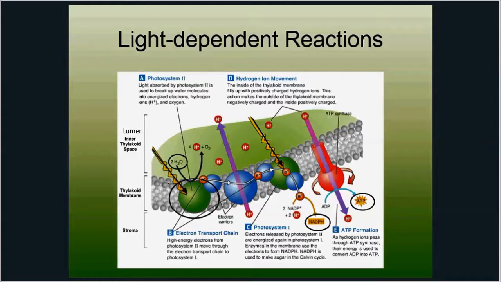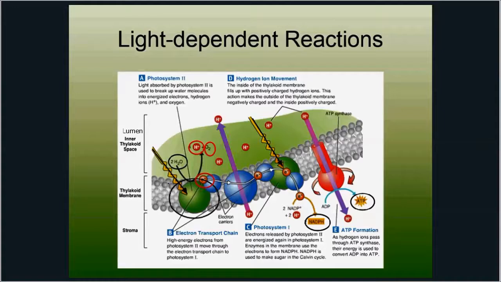Okay, so light is actually absorbed by photosystem 2, and it's used to break up that water molecule. So this water molecule gets put into photosystem 2, and it's broken into three things. You have your hydrogen ions, you have your oxygen right here, and then you have your electrons. Okay, remember, a hydrogen ion is a hydrogen atom that's lost its electron. So the electrons are being put here into this electron transport chain.